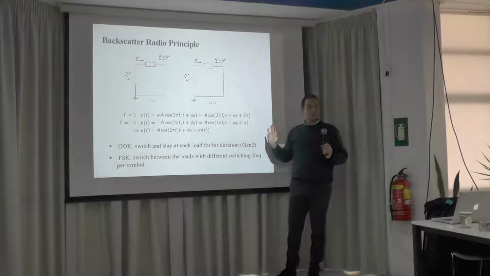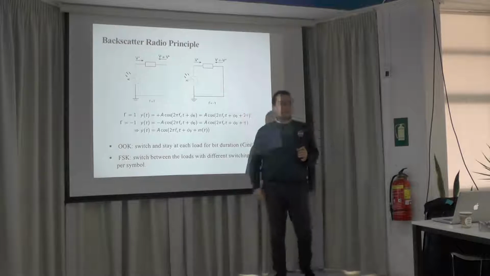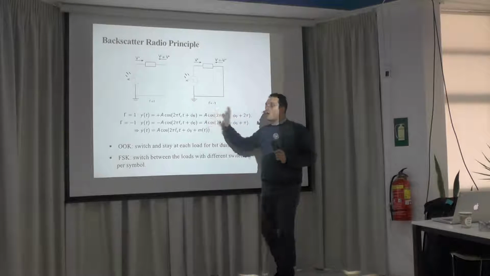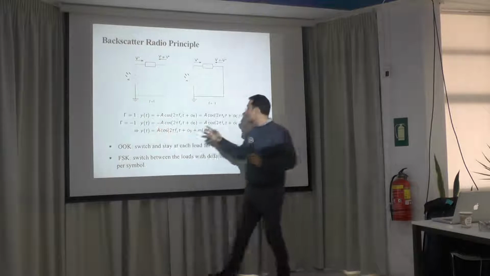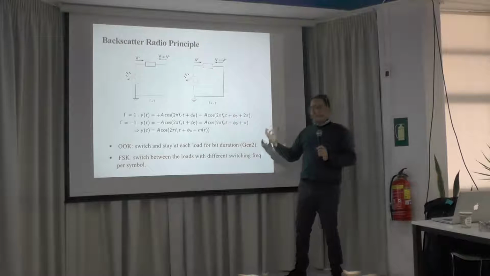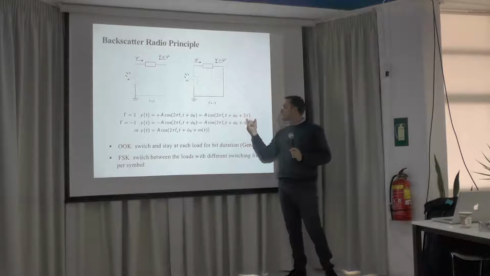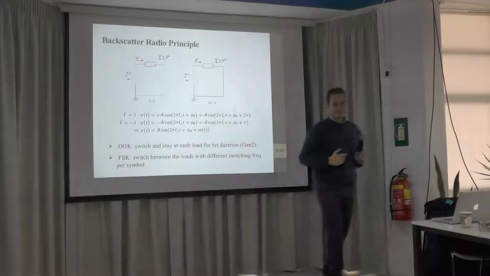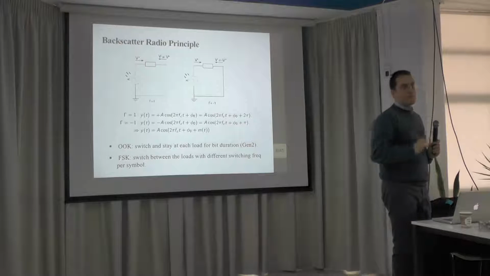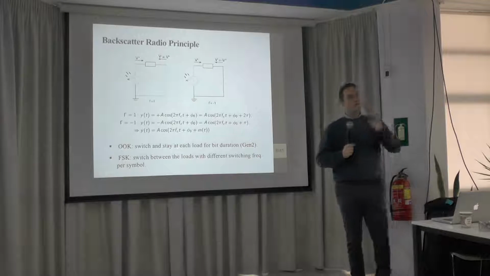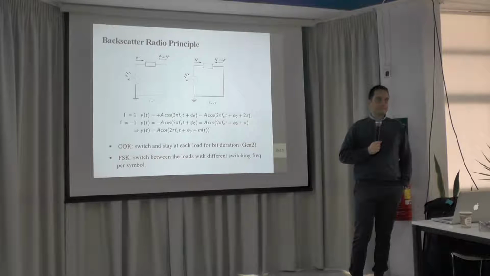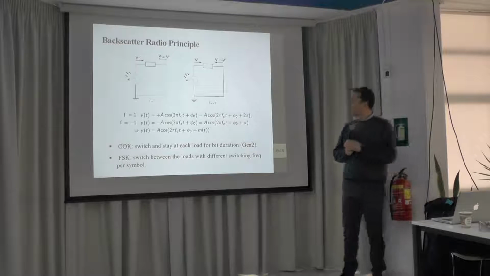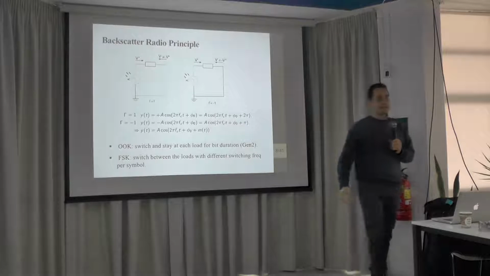So simple. By changing just the loads, I can play with the sign of the backscatter signal, either plus or minus, which essentially, at the illuminated signal that has a frequency and a phase, I change the phase. So simple. Okay? This is the mathematics of backscatter radio. This is all you need in order to understand backscatter radio. And you can do a lot of tricks now. You can build on top of this principle.